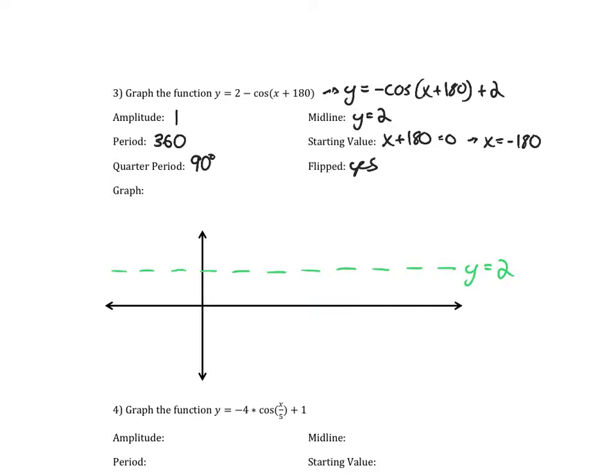Let me do a different color besides black, besides green. To do black, that's going to give me a point of negative 180, comma 1. Okay, negative 180, comma 1. All right, so that's a min point. I'm now going to go up to a midline point. Add a quarter period. That's going to take me to negative 90, comma 2. I'm going to add another quarter period. That takes me to 0. So 0 should be on the y-axis. And I'm going to go up the amplitude, which is going to take me to 3.